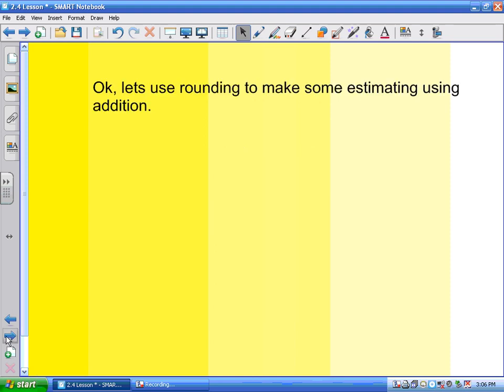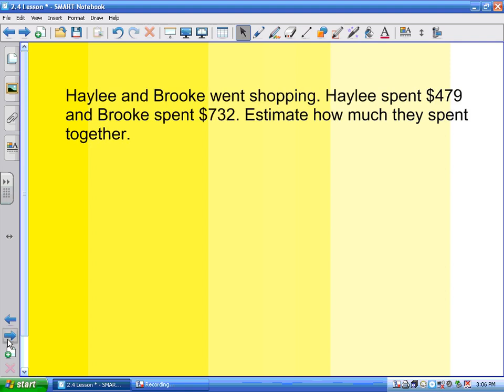Okay, now we're going to use some rounding skills and put estimating together with it. So here we are. Haley and Brooke went shopping. Haley spent $479, and Brooke spent $732. Estimate how much they spent together. Now I'm going to work your way through this, okay? So keep your hands down.